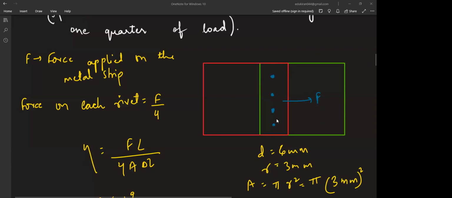Yes, the total force that is acting on each of them, when we have added all those, that we have assumed to be F. F is the total force. Okay.